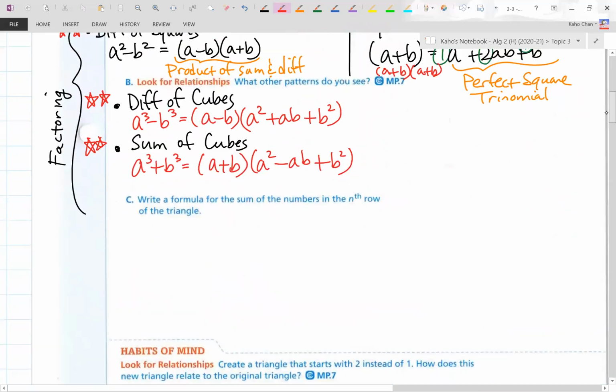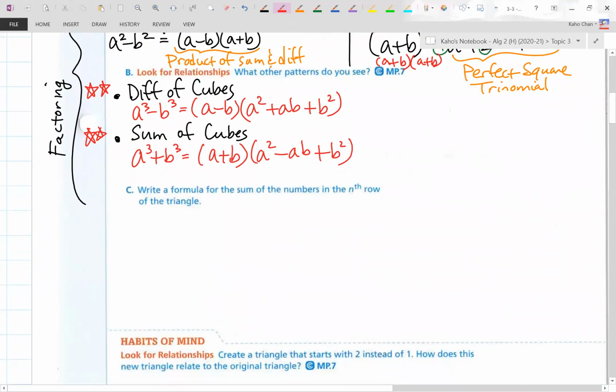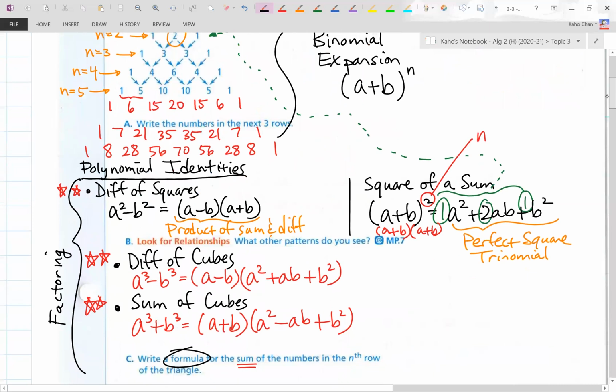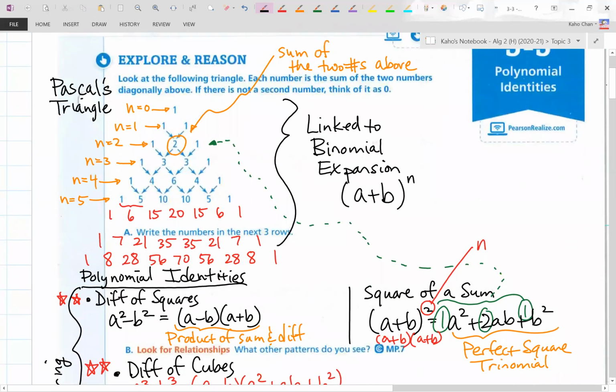Oh, we didn't answer C, did we? Write a formula for the sum of the numbers in the nth row of, oh, that's interesting. Another pattern that pops up is if you were to add the numbers up for the rows of Pascal's triangle, we won't necessarily come up with a fancy formula. Well, I guess we can. But if we take a look at Pascal's triangle and add up the rows here, let's do that.